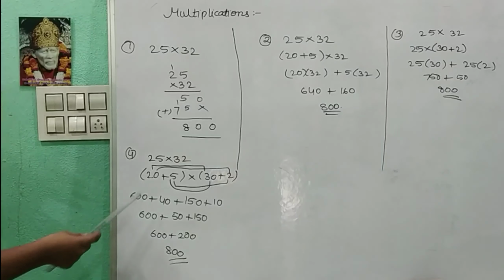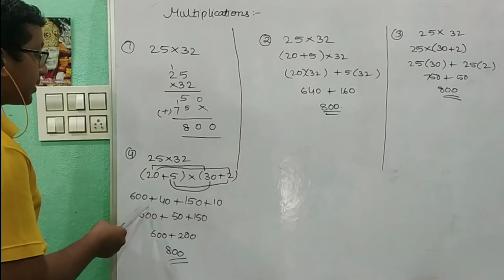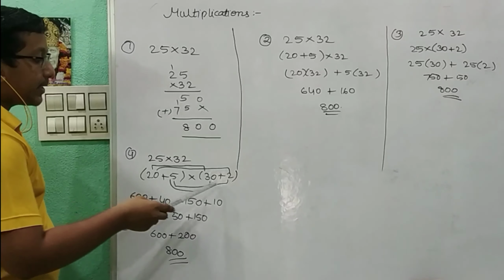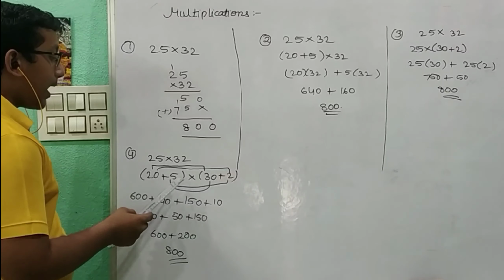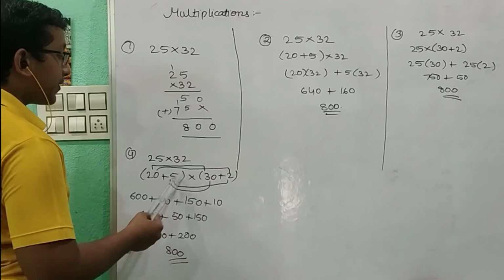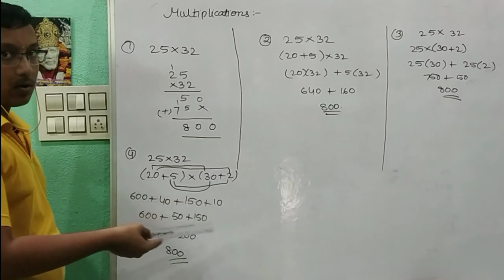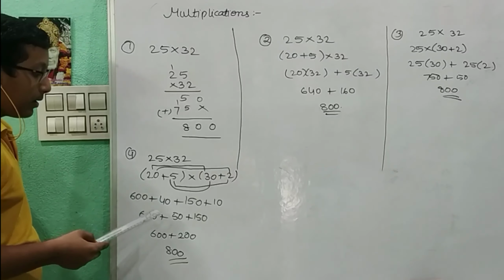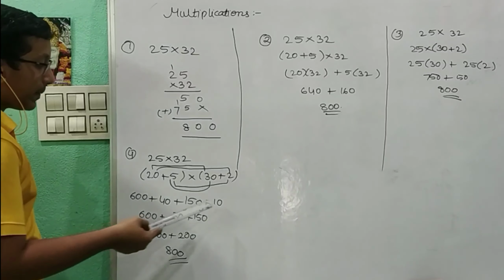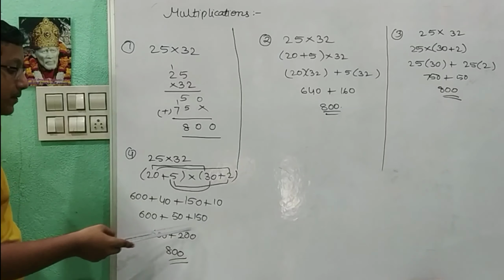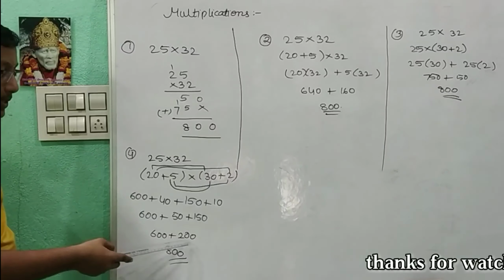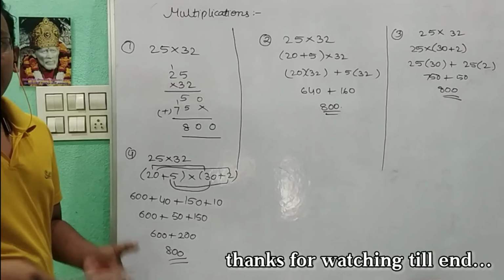Okay. So now 20 into 30 gives you 600. Why? 2 threes are 6 and 2 zeros. Next 20 into 2 is 40, and 5 into 30 is 150, and 5 into 2 is 10. Now 600 I wrote as this, and 40 plus 10 is 50, and 150 as this. So 150 plus 50 gives you 200. So 600 plus 200 is 800.